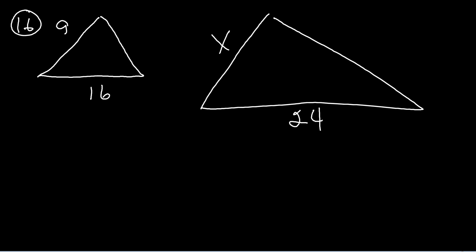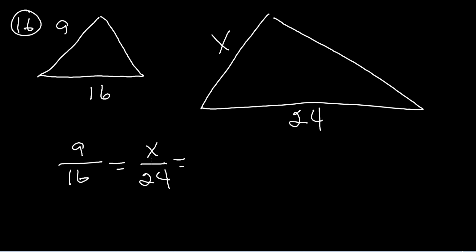Okay, here in number 16, it's find the unknown length of the similar triangles. And as you recall, I set them up as proportions. For example, this left triangle, I'm looking at this as the fraction 9 over 16. And that's going to equal the right side, which is x over 24. And then I just cross multiply and divide.